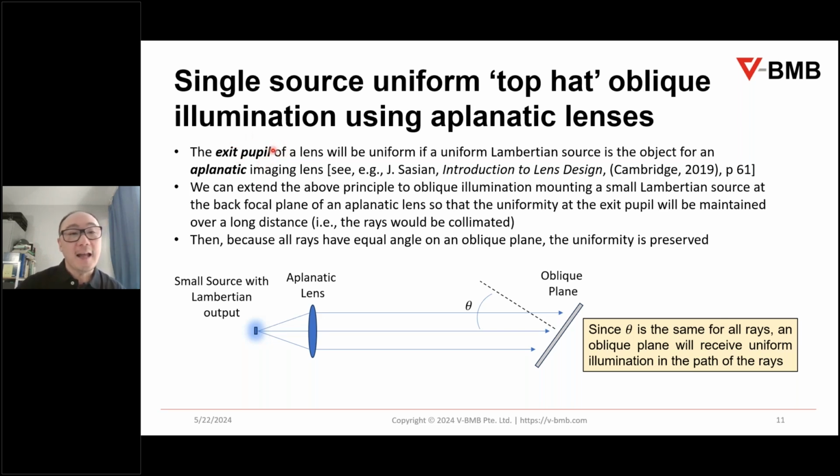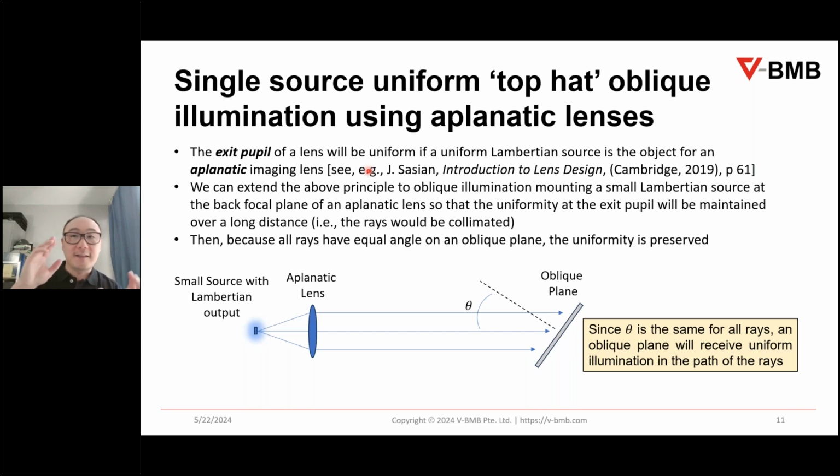Right, so the exit pupil of a lens will be uniform in distribution if the light source or the object that you're trying to image is Lambertian, and only in the exit pupil will you see that uniformity. And the object doesn't have to be collimated in terms of where it's located with respect to the lens. It could be an object far away, an imaging lens, and an image plane, and right at the exit pupil is uniform if the object is Lambertian.